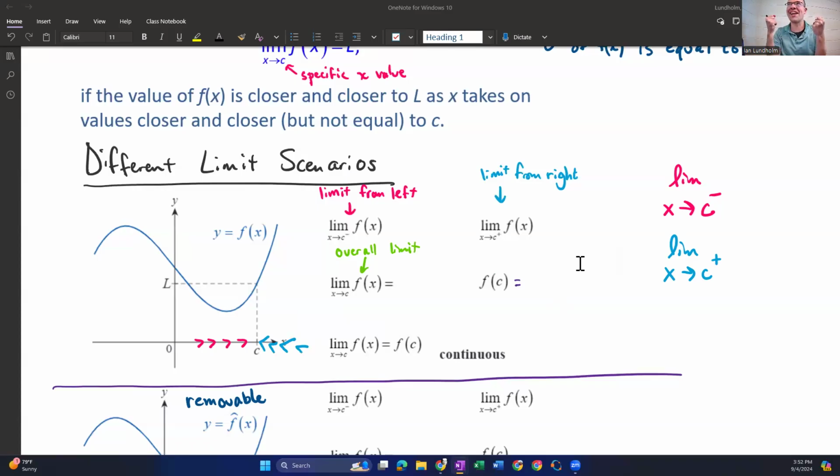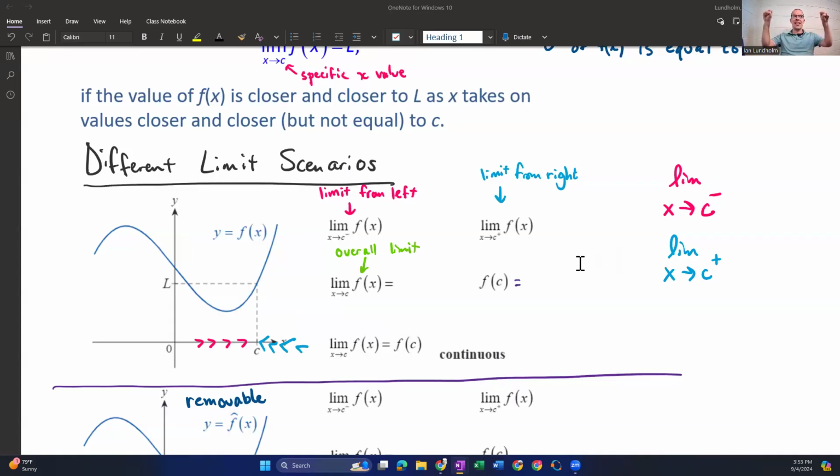If you make it all the way to calculus 3, we're going to be working with two-dimensional domains, and we're going to be able to take any curved path towards the point C in a two-dimensional domain. It's going to be great. But for right now, we're working on a number line, and we can approach from the left or we can approach from the right. And so these are both left or right-handed limits.